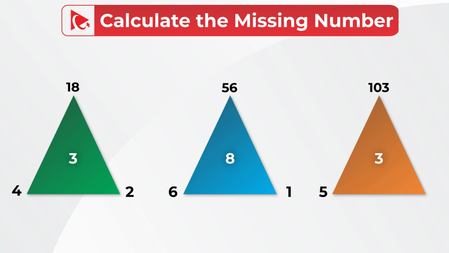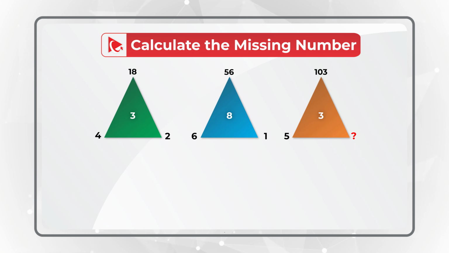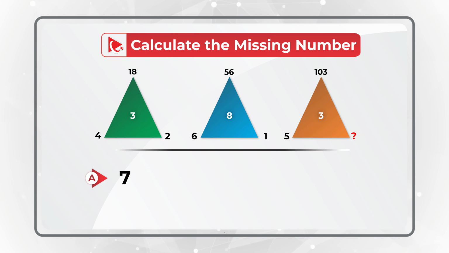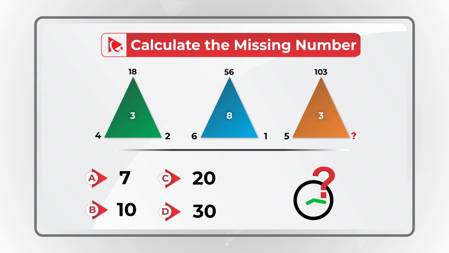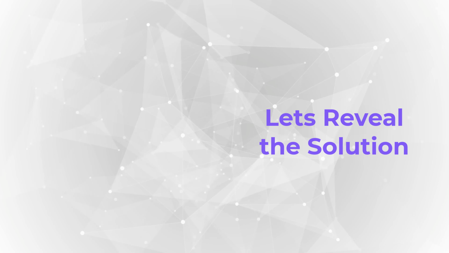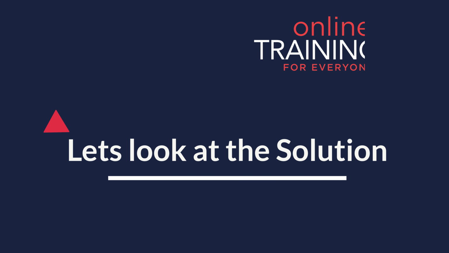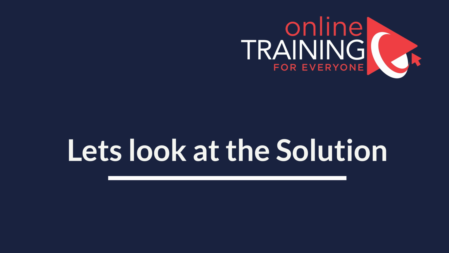In the upper right corner of the third triangle, you have a missing number, which you need to calculate out of 4 different choices. Choice A, 7, choice B, 10, choice C, 20, and choice D, 30. Do you see the answer? The solution is very obvious, but I would like you to try to get to it on your own. Ready or not, I'm moving forward to reveal the solution. If you have any suggestions how to solve these types of challenges faster, please share in comments.